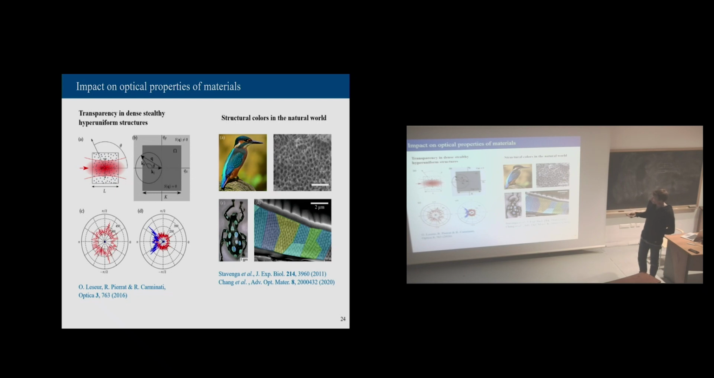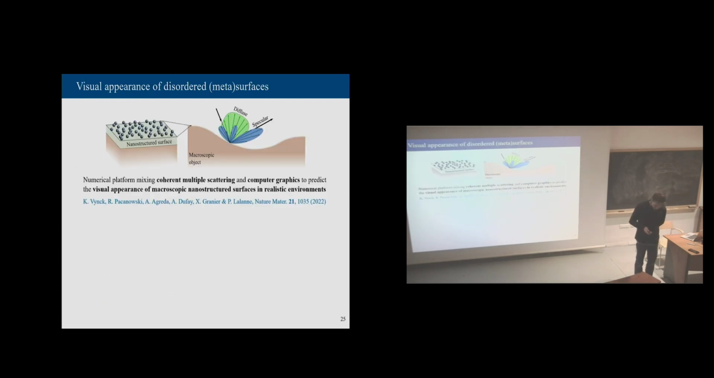I just want to do a parenthesis on these structural colors because recently, with my former group in Bordeaux, we thought of studying the visual appearance or the potential of disordered metasurfaces, or nanostructured surfaces, to control the visual appearance of an object. That's actually motivated by a very strong interest from the industry. The industry is very interested in designing the visual appearance, essentially, so to have some predictive tools to predict how an object in reality will look like.